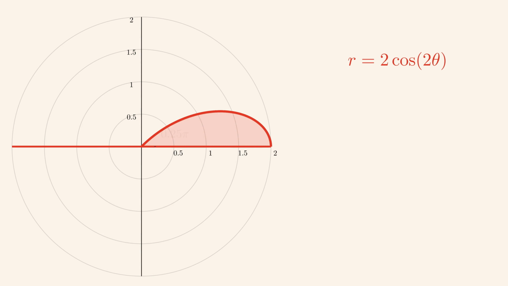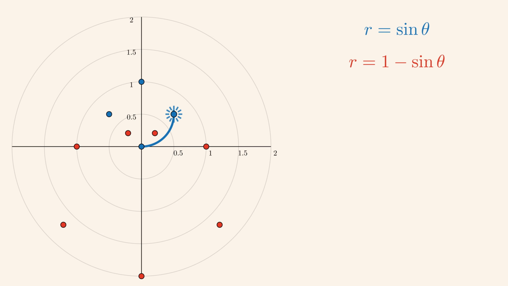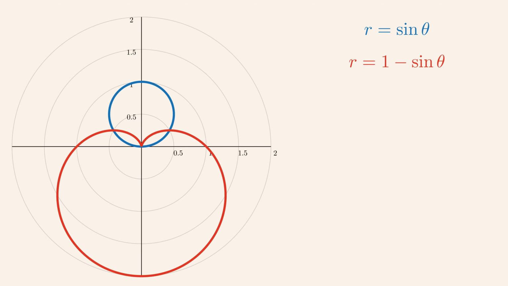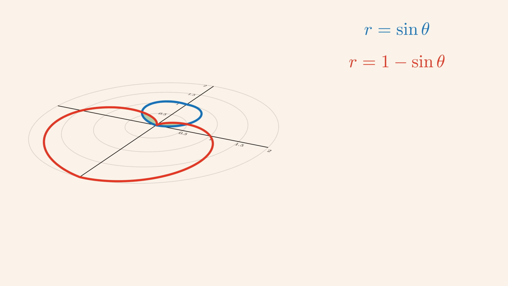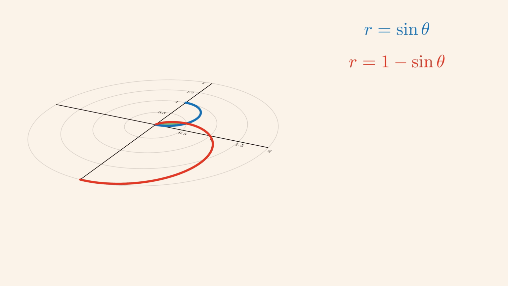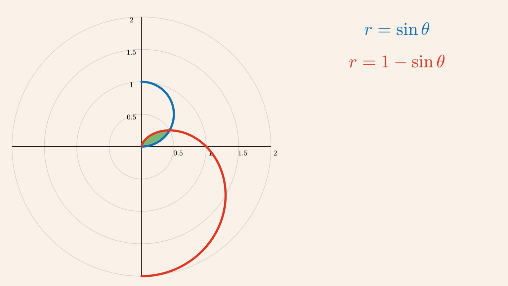Now, we understand the principle of symmetry. Let's try a harder example that makes use of the same idea. In this case, the blue curve is just our familiar circle. The red curve looks like a cardioid, but it's flipped vertically compared with the one we saw earlier. Our goal is to find the area of the green region. To use symmetry, we can fold the region across its line of symmetry. This means we only need to focus on one side of the diagram.